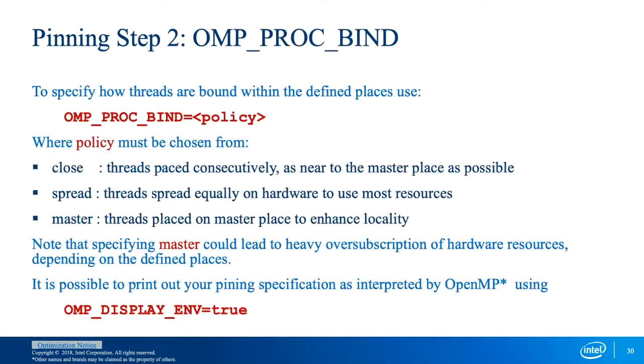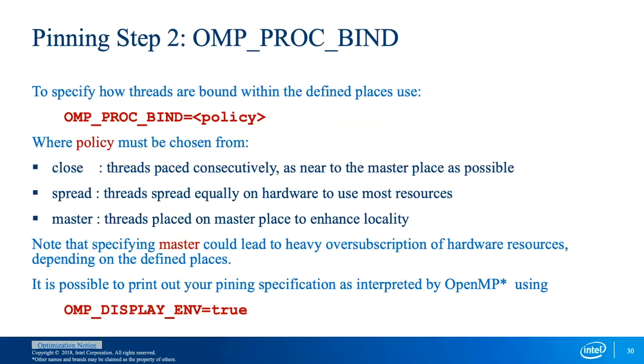Now, the second step is to set OMP_PROC_BIND, and what that says is, well, you told me that I have to bind to the core, but how? Am I allowed to float in the core? As in, what's my initial assignment? Am I going to be just as close as possible to the master thread? Am I going to be as distributed as possible in the hardware? So these are the close, spread, and master policies.